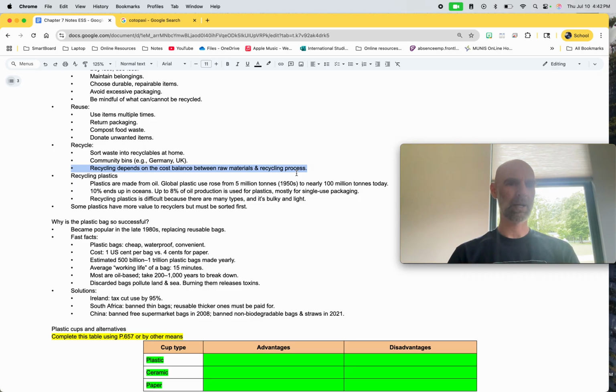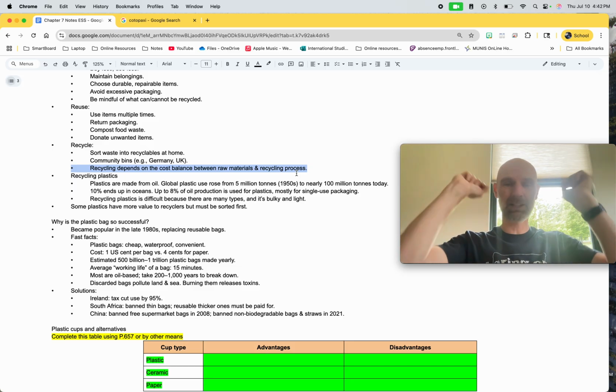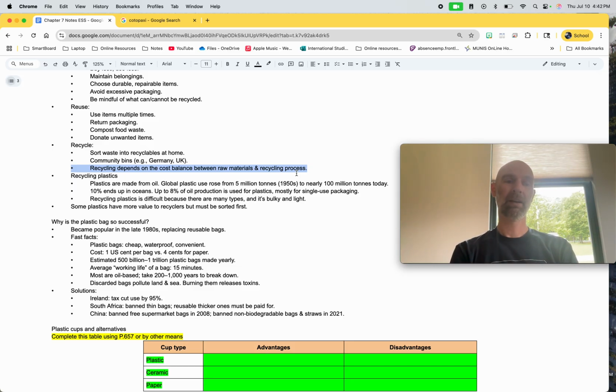Why is the plastic bag so successful? It became popular in the late 1980s, the yuppie era, replacing reusable bags. Fast facts: plastic bags are cheap, waterproof, convenient, and easy. If you forgot one, just grab one. The cost is one US cent per bag versus 4 cents for paper, which is why paper bags went the way of the dodo. An estimated 500 billion to 1 trillion plastic bags are made yearly. The average working life of a bag is 15 minutes. Most are oil-based and take 200 to 1,000 years to break down.